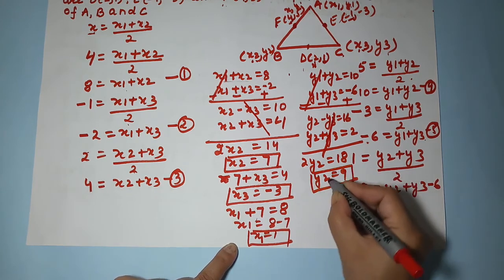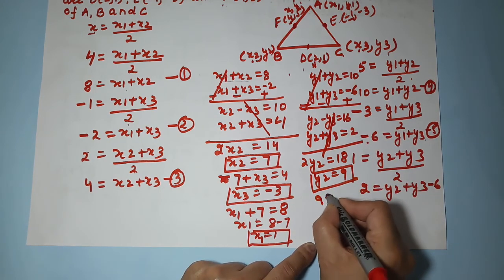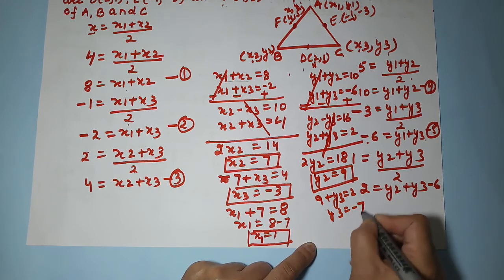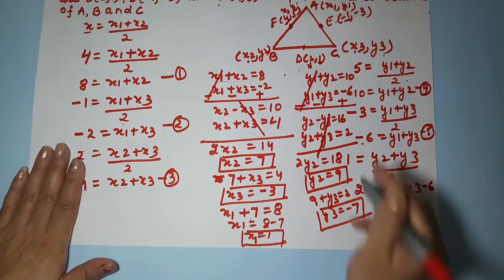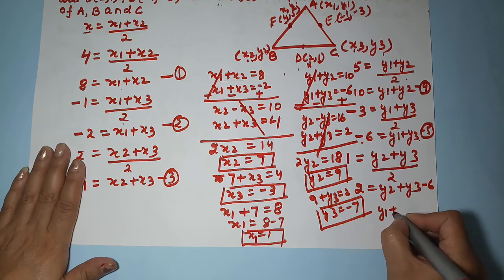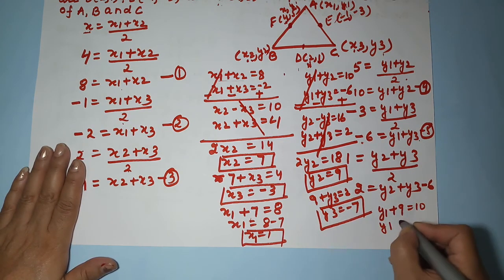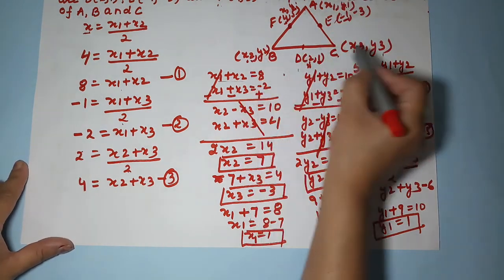Now you got y2 as 9, you can find y3. How? 9 plus y3 is equal to 2, y3 is equal to minus 7. You got the value for y3 also. Now you can calculate the value of y1. So y1 plus y2, which is 9, equal to 10. So y1 equal to 10 minus 9 is 1. So you got all the coordinates now.